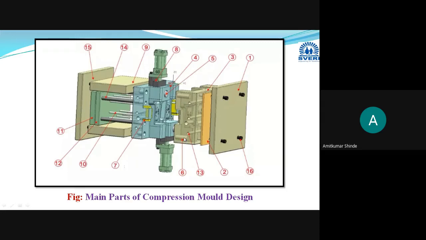Then this is the guide pin. It will help you align this core plate and cavity plate. This is the cavity plate and this is the core plate, and the guide pin helps to align or guide the cavity plate during the closing of the mold.